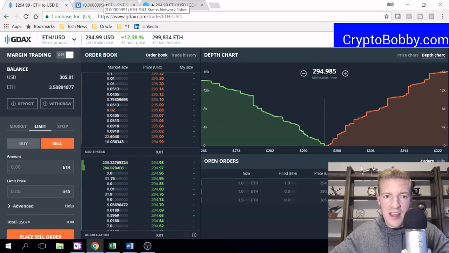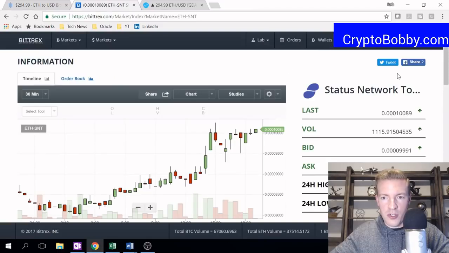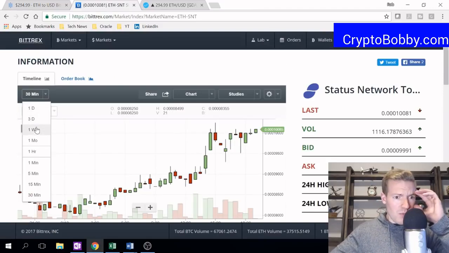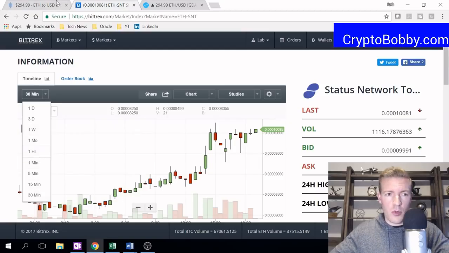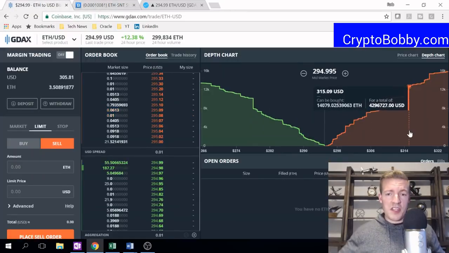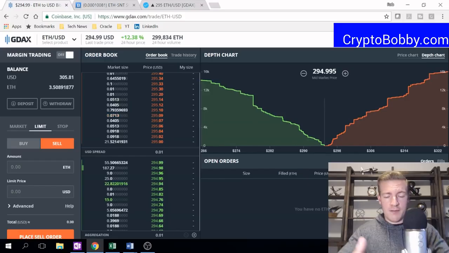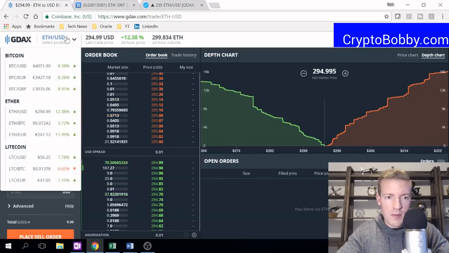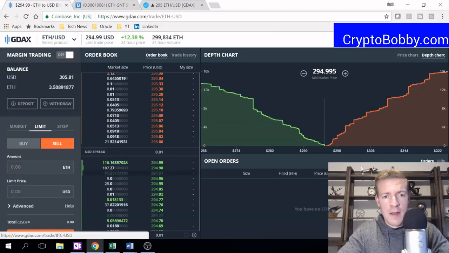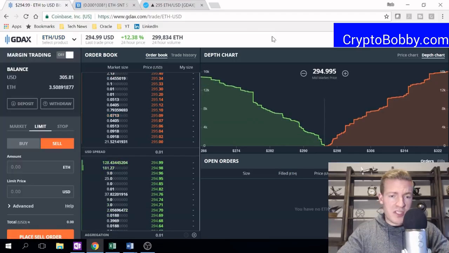Now, outside of that, how does this work from the perspective of altcoins? You can do the same thing with altcoins. Within this perspective, you are trading US dollars or whatever your native currency might be, but GDAX is US dollars or euro or GBP.